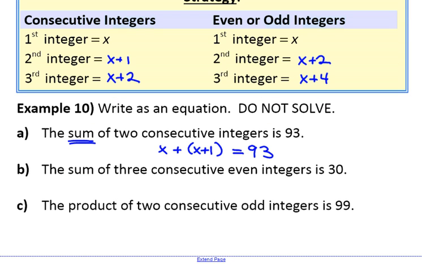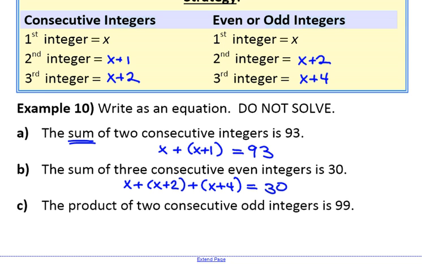B, the sum of 3 consecutive even integers. So this time there's going to be 3 of them, and they're going to be even. So the first one's always x. The next one's going to be the next even number, which is x plus 2. And then the next one's going to be x plus 4. So the sum of 3 consecutive even integers is 30 would be my equation.